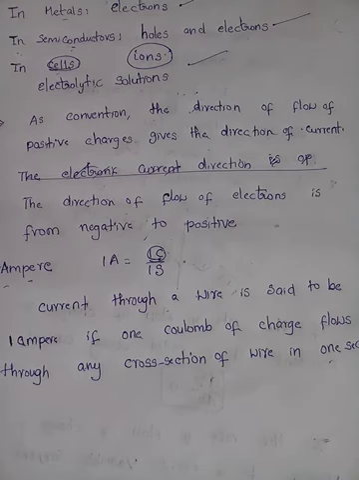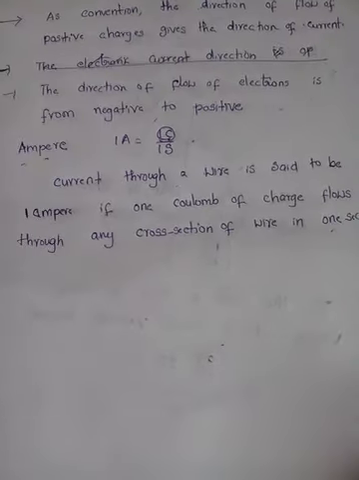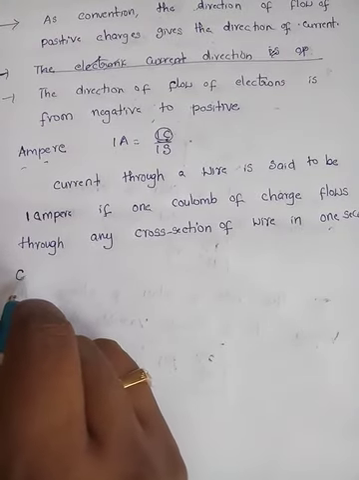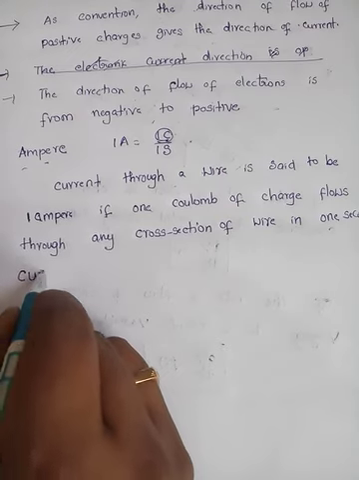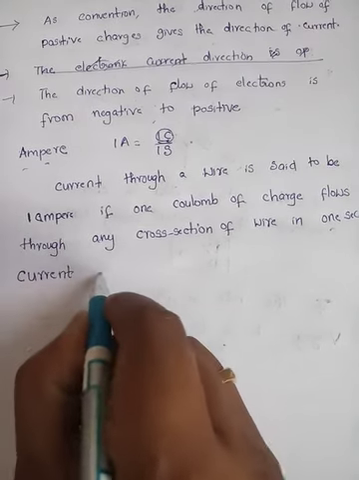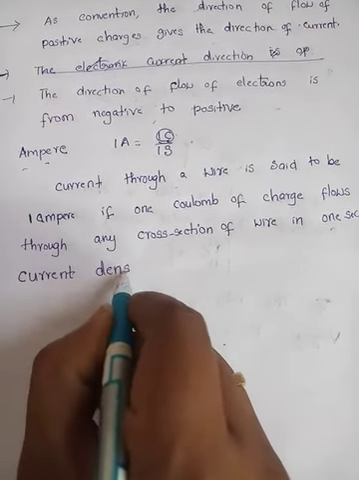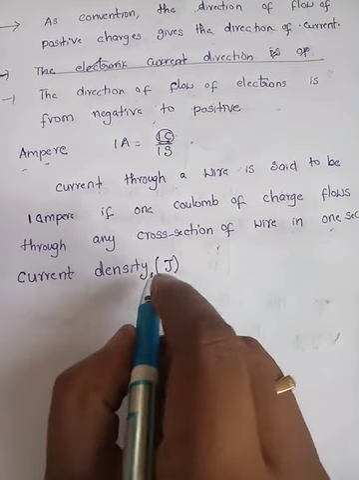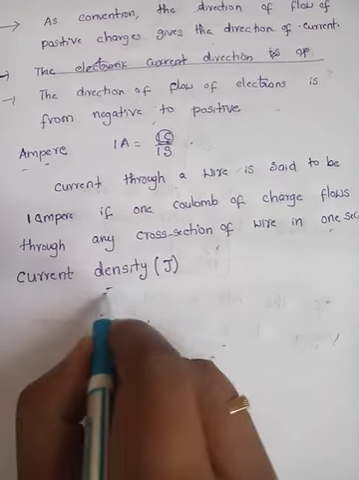We have defined the ampere as: current through a wire is said to be 1 ampere if 1 coulomb of charge flows through any cross section of the wire in 1 second. So the next concept is current density. Let us see what current density is. Current is represented as I, whereas current density is represented as J.